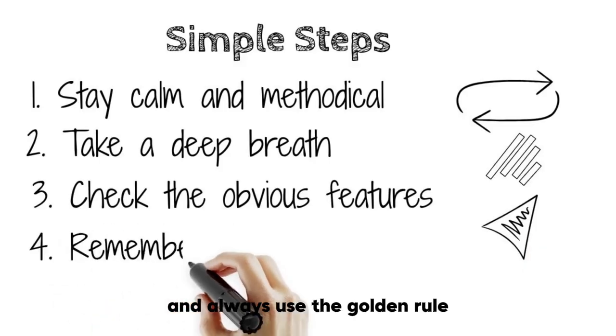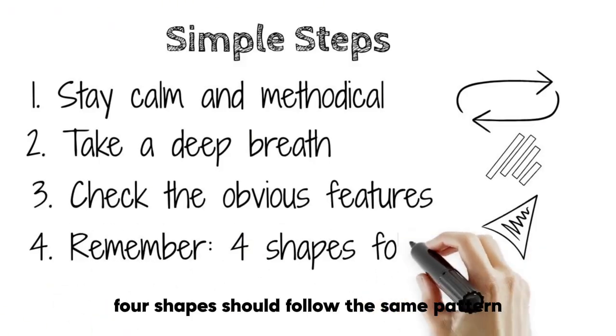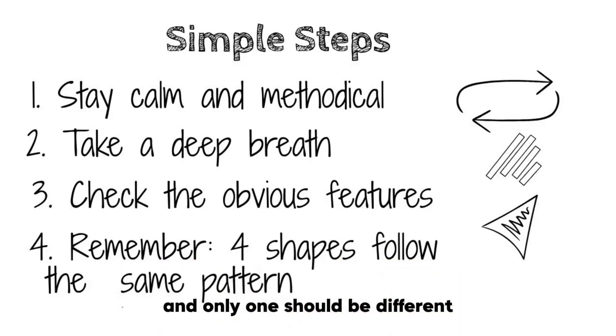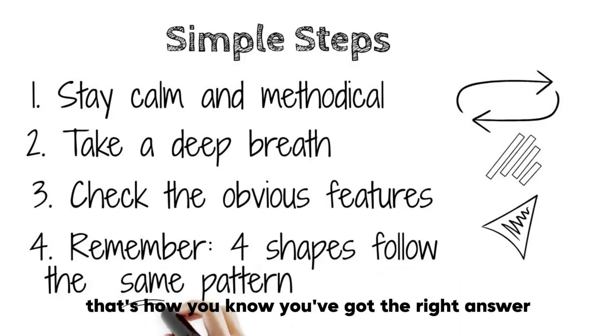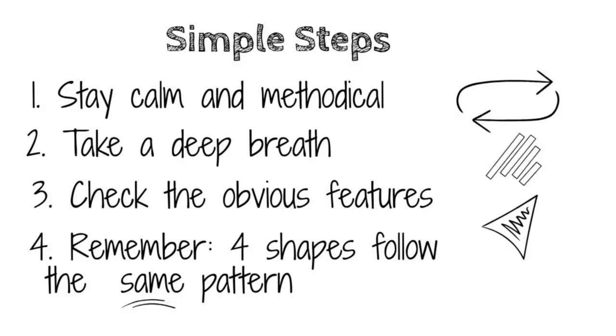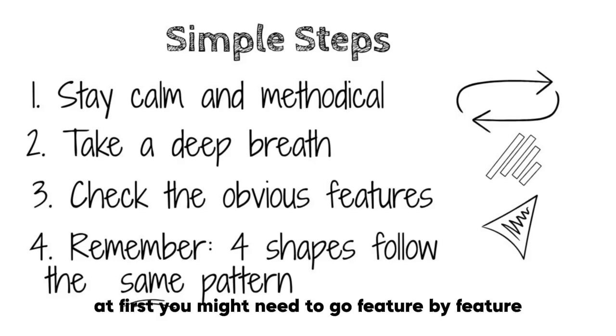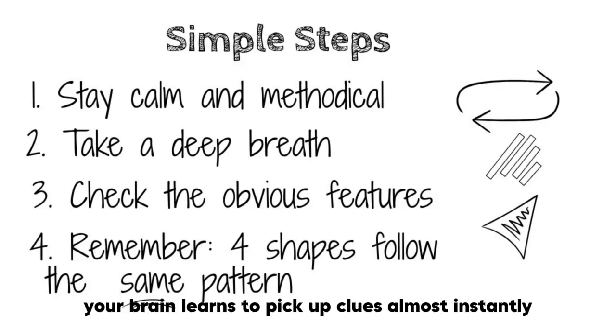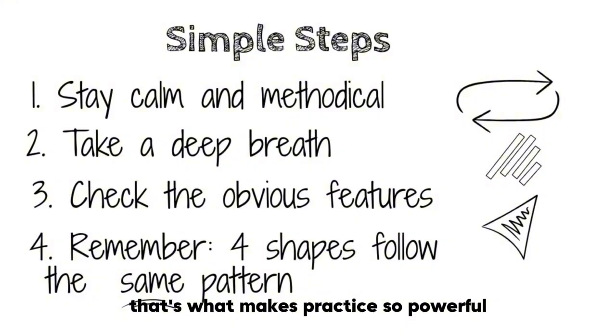If that doesn't work, move on to trickier ones like layering, position, or rotation. And always use the golden rule. 4 shapes should follow the same pattern, and only one should be different. That's how you know you've got the right answer. The more you practice these puzzles, the faster you'll get at spotting patterns. At first, you might need to go feature by feature, but over time, your brain learns to pick up clues almost instantly. That's what makes practice so powerful. It builds both speed and confidence.